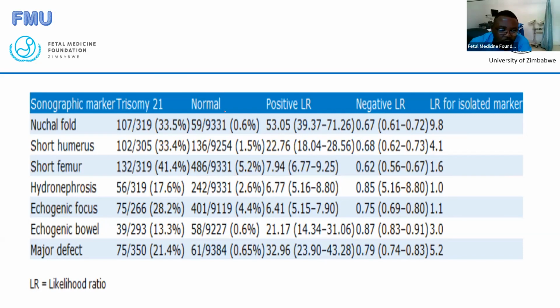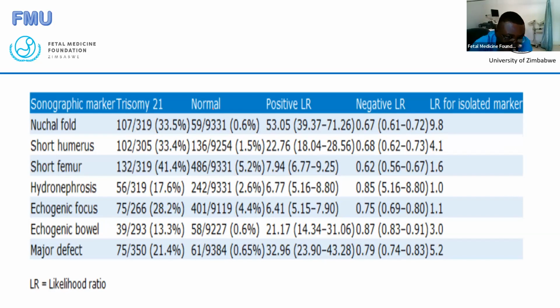However, when you check normal babies, you find increased nuchal fold in 0.6% of normal babies. I'll give an illustration of the nuchal fold. What I'm saying applies to the rest here. So what does it mean? What is the positive likelihood ratio, that if you pick up an increased nuchal fold, the baby is likely to have Down syndrome?